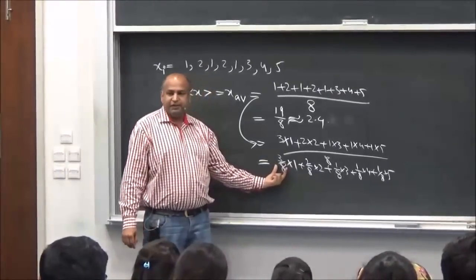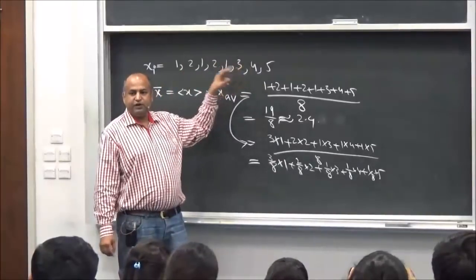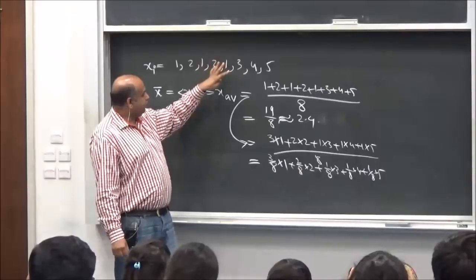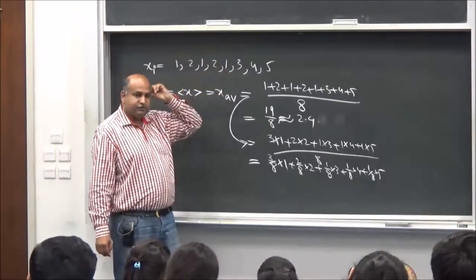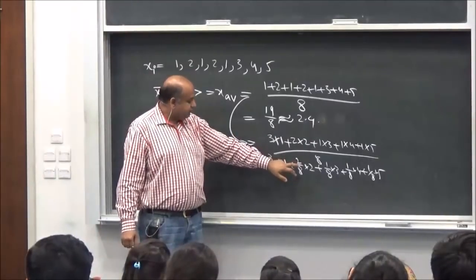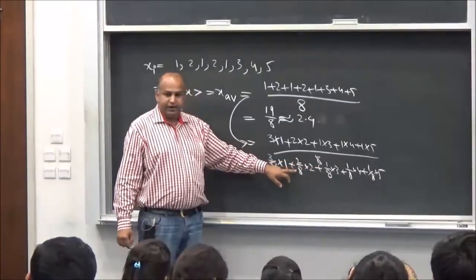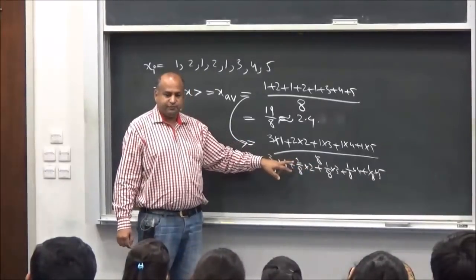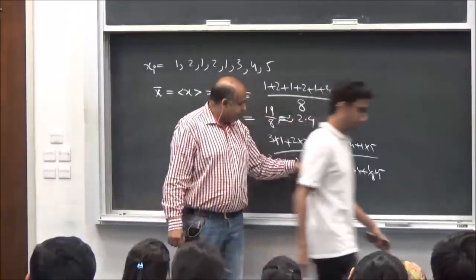This is the probability of finding 1 out of this sequence of numbers. Because 1 comes 3 times, out of a total of 8 numbers, so the probability of 1's occurrence is 3 by 8. This is the probability for the number 2 to occur in this sequence, which is 2 by 8, because 2 comes twice. 3, 4, and 5 all come once, so their probability is 1 by 8.